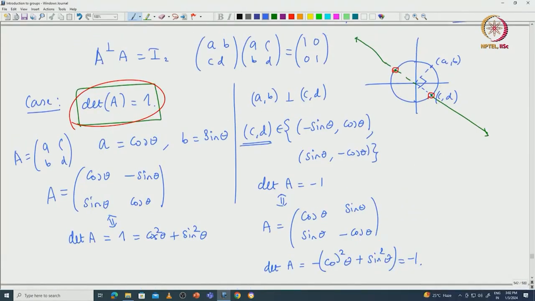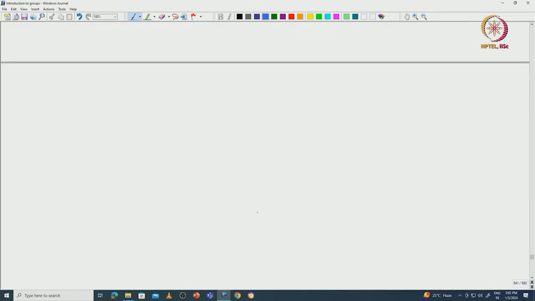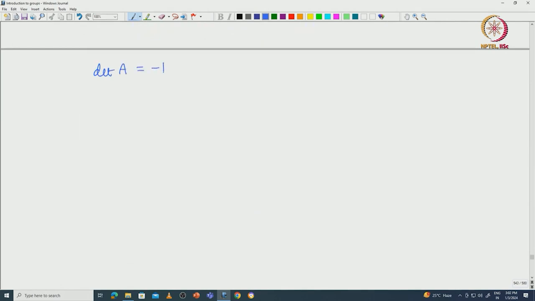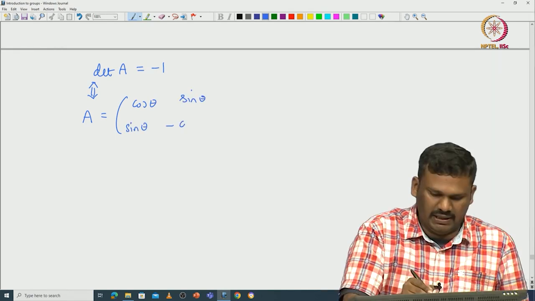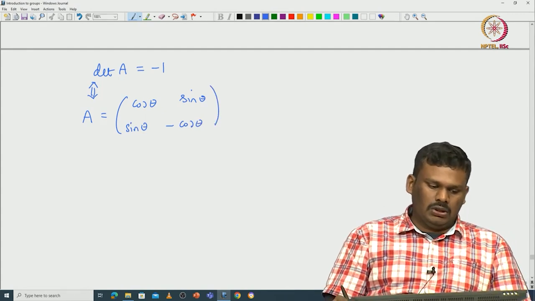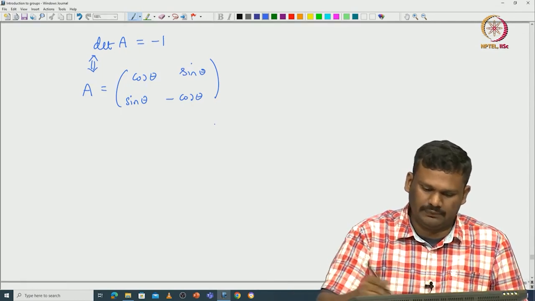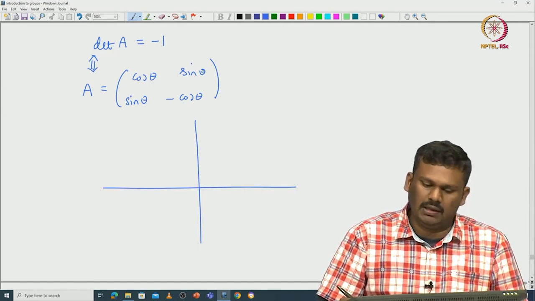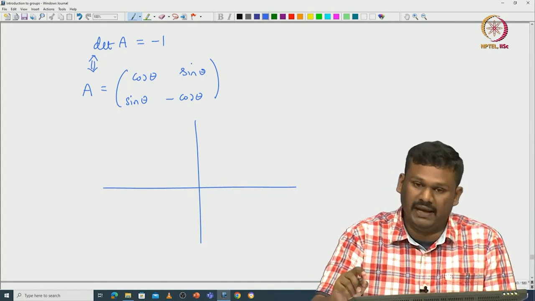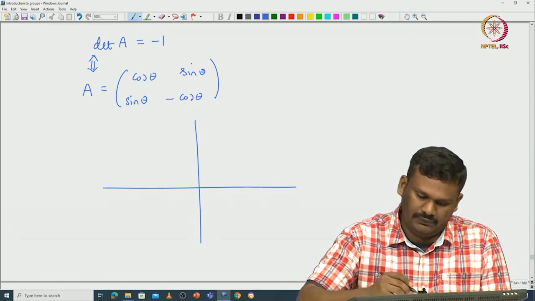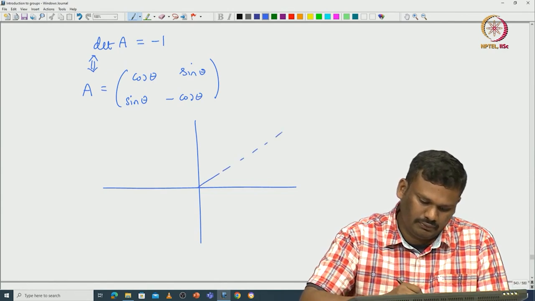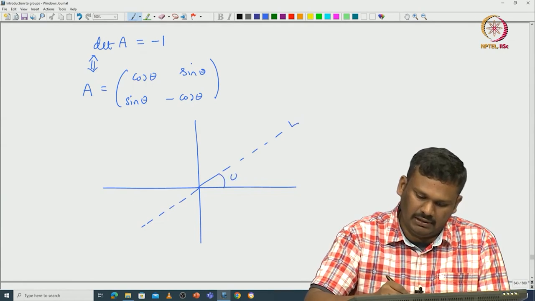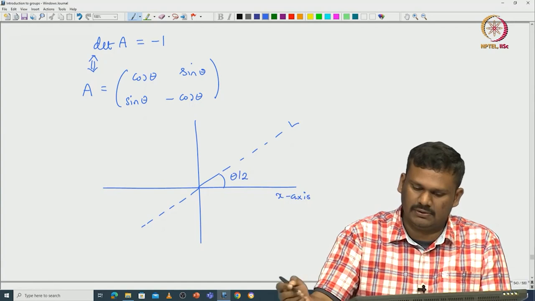Now, what happens when the determinant is minus 1? Let us look at it. When the determinant of A is minus 1, then A looks like cos theta, sin theta and then sin theta, minus cos theta. Let me draw a picture. The plane looks something like this. You can draw a line which passes through the origin that makes angle theta by 2 with respect to the x axis. So, you draw this line.